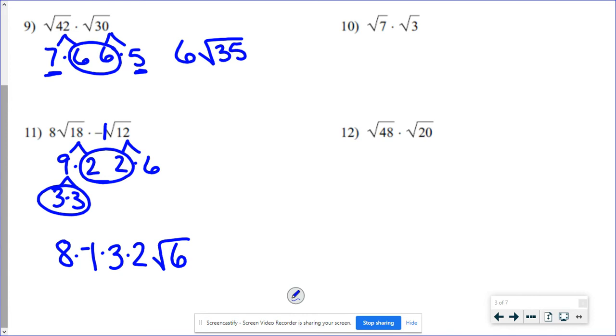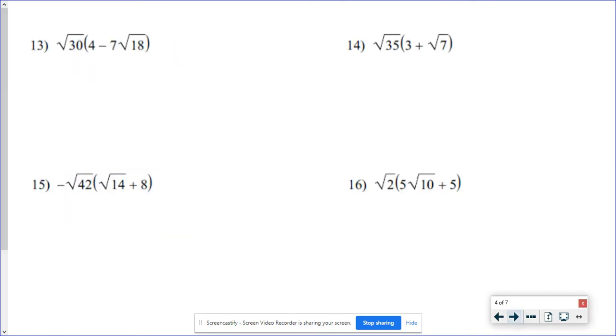I broke out a 3, I broke out a 2, and I'm left over with a 6. So I know that's going to be negative. 3 times 2 is 6, times 8 is going to be negative 48, add 6. That was our normal multiplying.